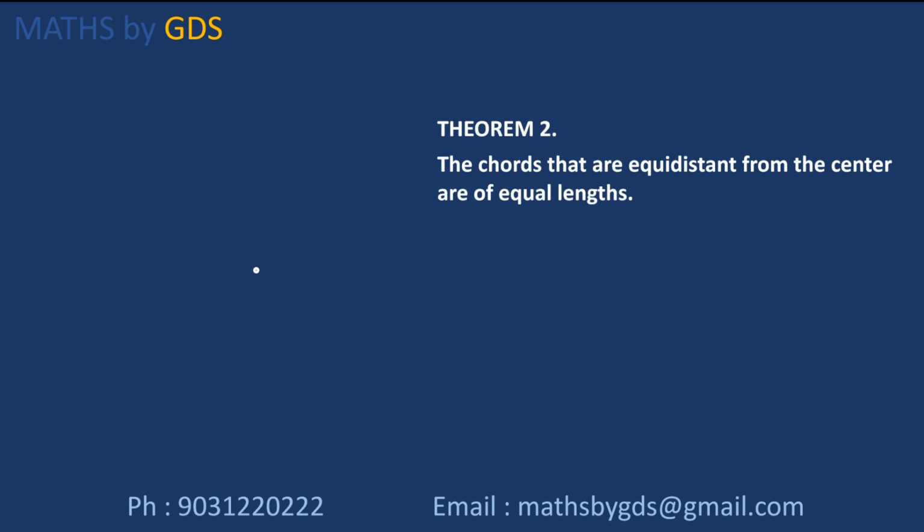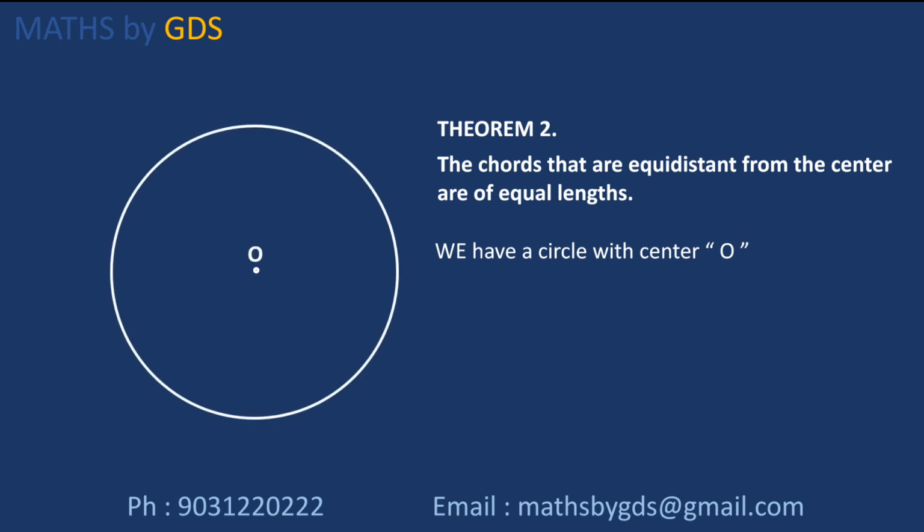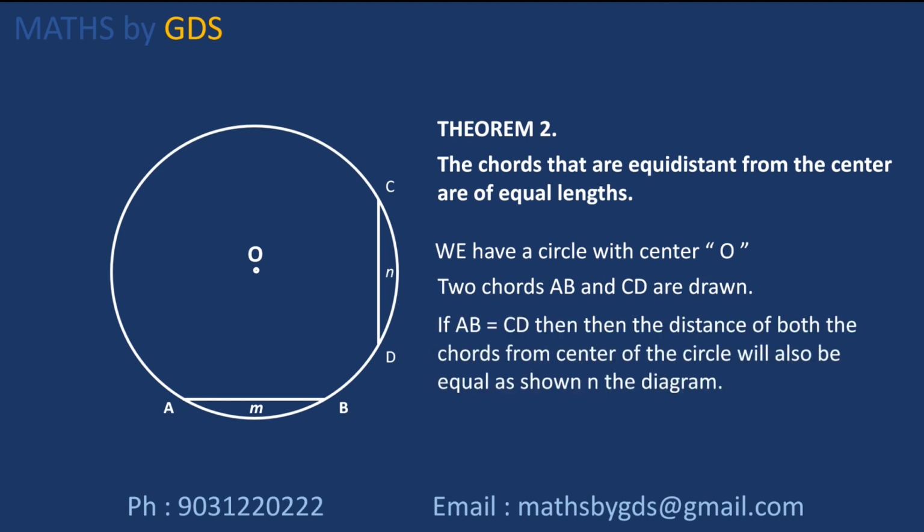The chords that are equidistant from the center are of equal lengths. Suppose there are two chords and both of them are at the same distance from the center. So we can say that both of the chords of the circle are of equal lengths. Like we again have a circle with the center O. Two chords AB and CD are drawn. M is the midpoint of AB and N is the midpoint of CD. If AB is equal to CD, then the distance of both the chords from the center of the circle will also be equal as shown in the diagram.